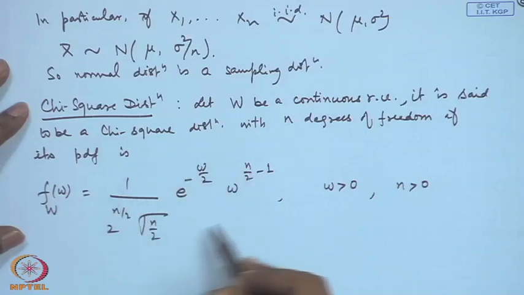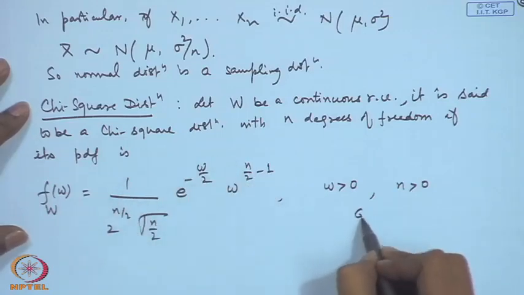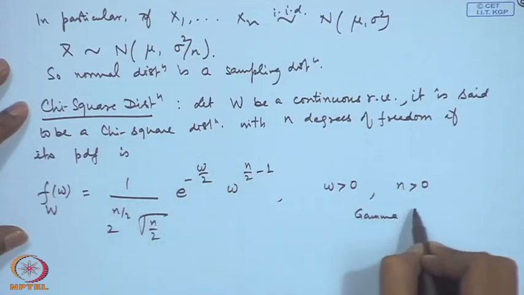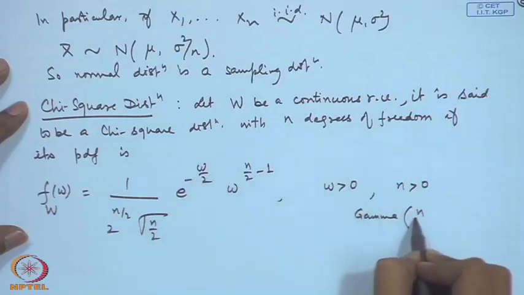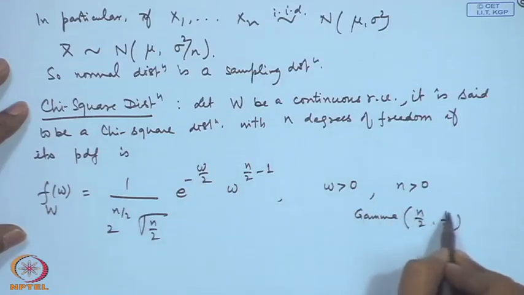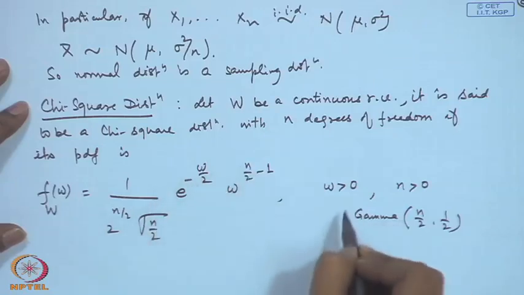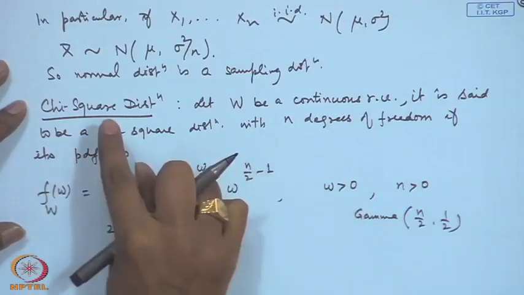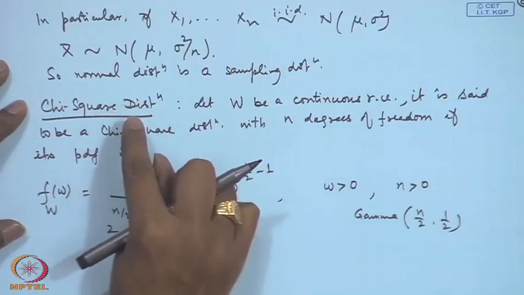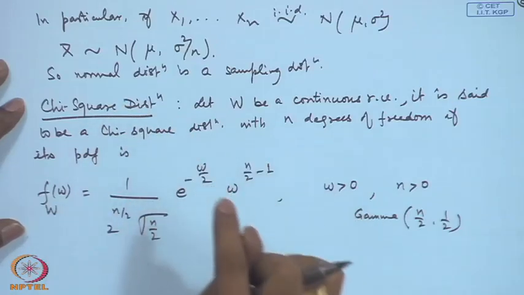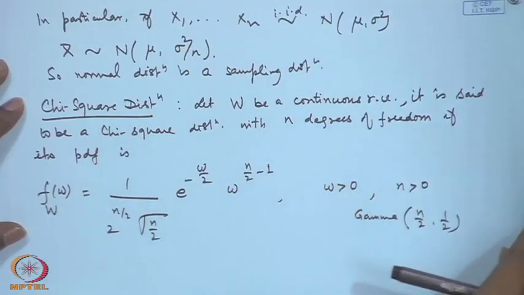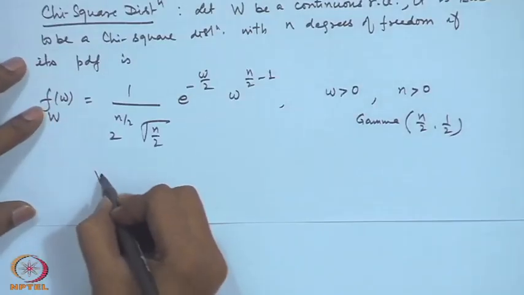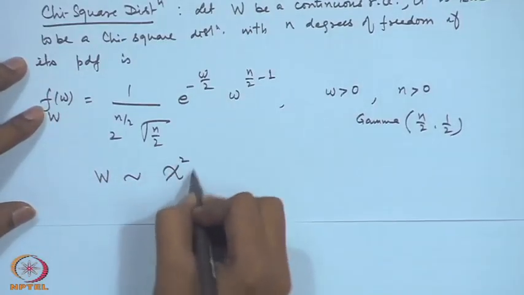See, if you look at it carefully, this is actually nothing but a gamma distribution. This is gamma distribution with r is equal to n by 2 and lambda is equal to half. So, this is actually not a new distribution, but I am introducing it with a separate name, chi square distribution, because I will show it as a sampling distribution. And notationally, we write it as w follows chi square n.